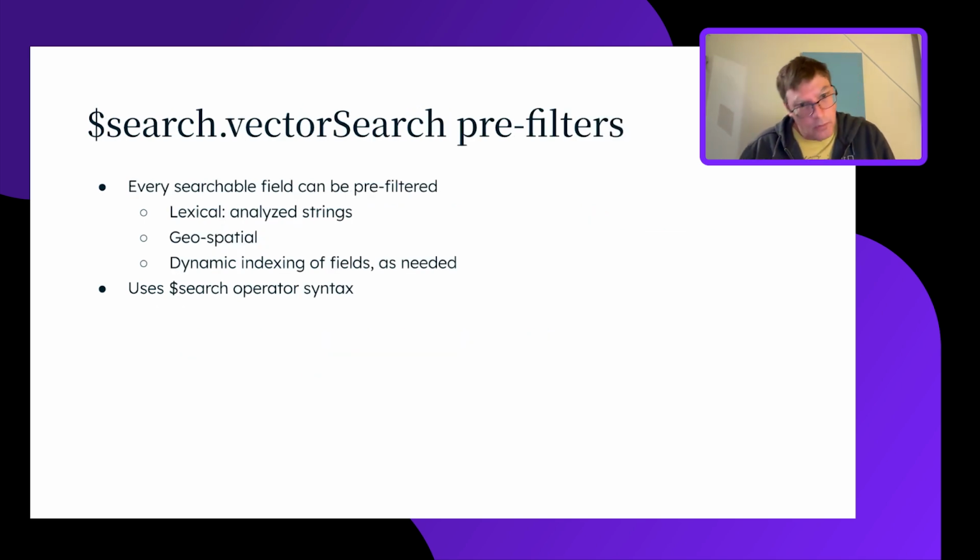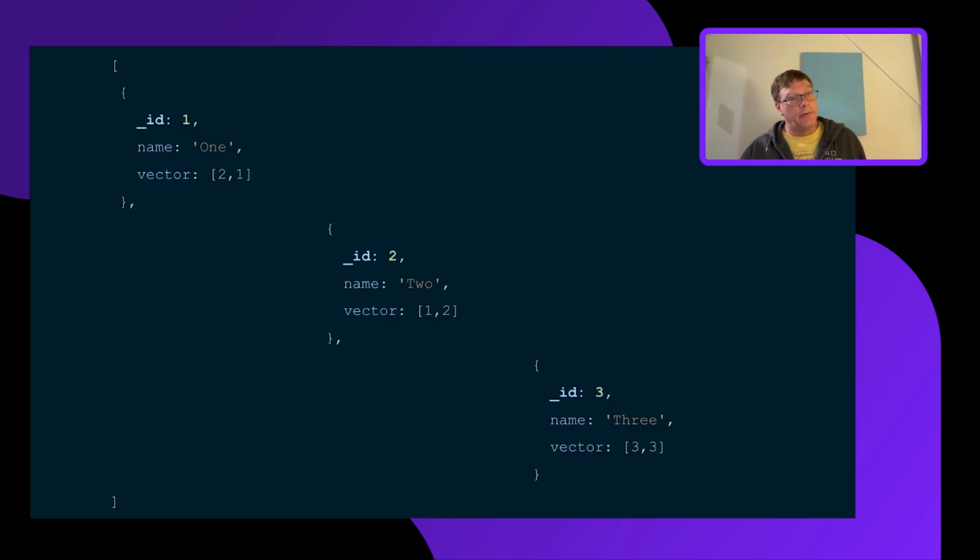Okay, so now why we're here: lexical prefilters, $search vectorSearch. Again, every searchable field can be pre-filtered: lexical, analyzed strings, geospatial, dynamically indexed fields, as I've said before, and it uses a different syntax than $vectorSearch for its operators. And yeah, just a different syntax there, but same basic matching capabilities plus these other types. Let's take a look at an example.